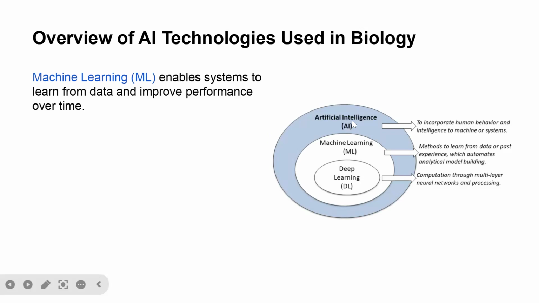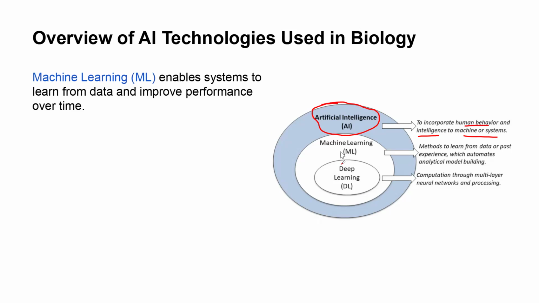For example, as we can see clearly from here, AI is trying to incorporate human behavior and intelligence into machines or systems.